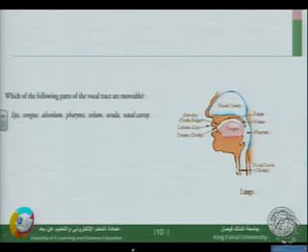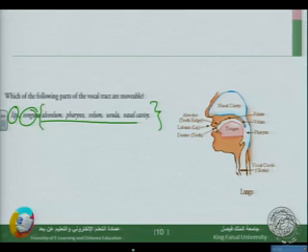Which of the following parts of the vocal tract are movable? In some of the organs, parts, movable or non-movable. Lips, movable. You can move it. Tongue, also movable. And how about the nasal cavity? All of these, do it by yourself. Okay? Do it by yourself.